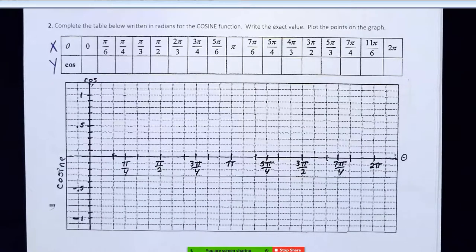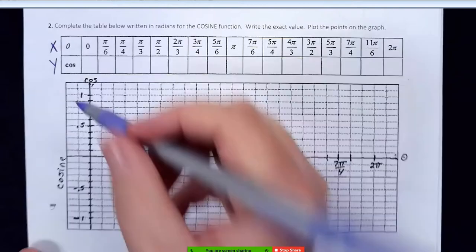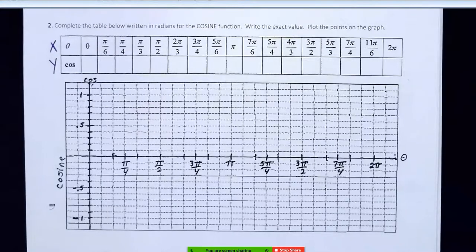Okay, now this one starts in a different spot. If you guys are looking at your lovely unit circle, let me grab mine here real quick.